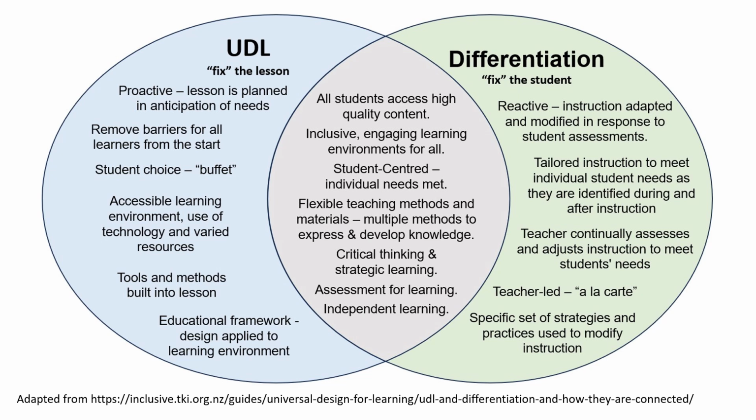A UDL approach involves foresight and planning in anticipation of needs, whereas a differentiated approach is generally planned following assessment of need. Both UDL and differentiation can be used as part of an inclusive, strengths-based program in schools.